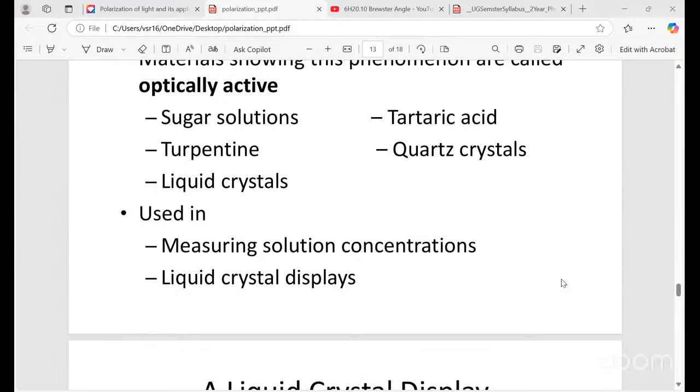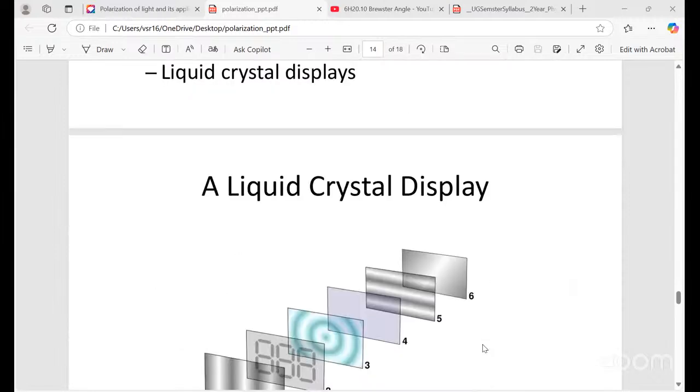Probably we are considering in our laboratory a sugar solution. So, solution concentrations. And LCD, not LED, not a light emitting diode. LCD is liquid crystal displays. Before LED, LCDs were used. Got it? There we have used this optically active phenomenon. Remember this: LCDs, liquid crystal displays.